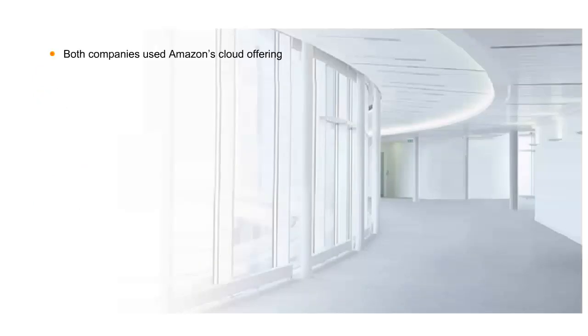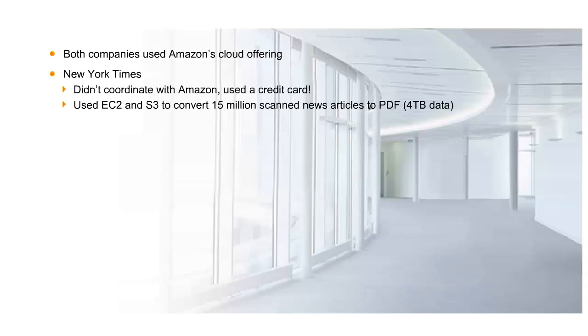Amazon Cloud users. New York Times. NYT needed to convert 15 million scanned articles to PDF files. It would have taken a huge amount of time if they had decided to do it using their own infrastructure, let alone the time it would have taken a lot of their hardware and network resources were they to do it in-house, which would also have affected their daily work.